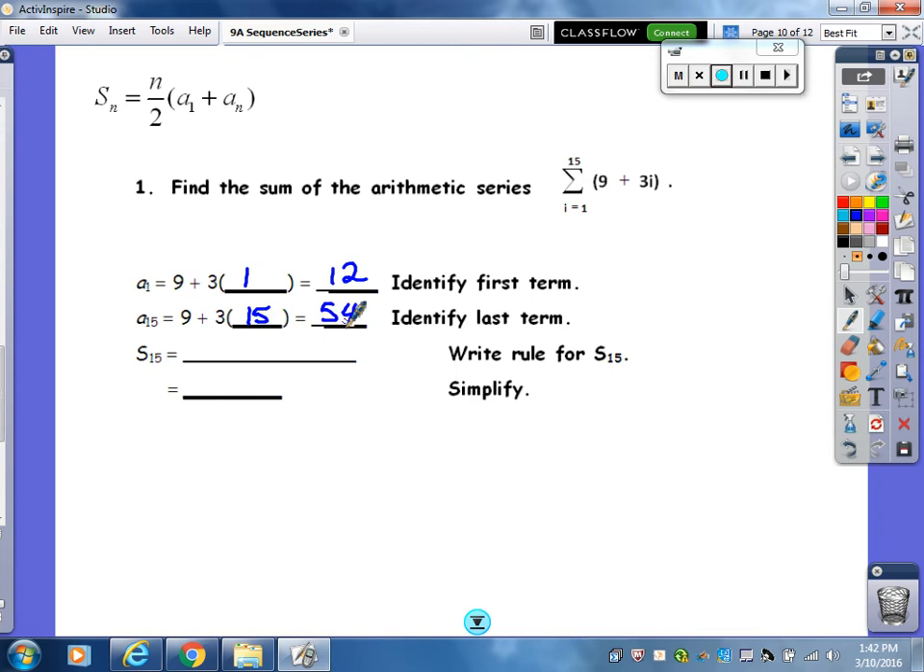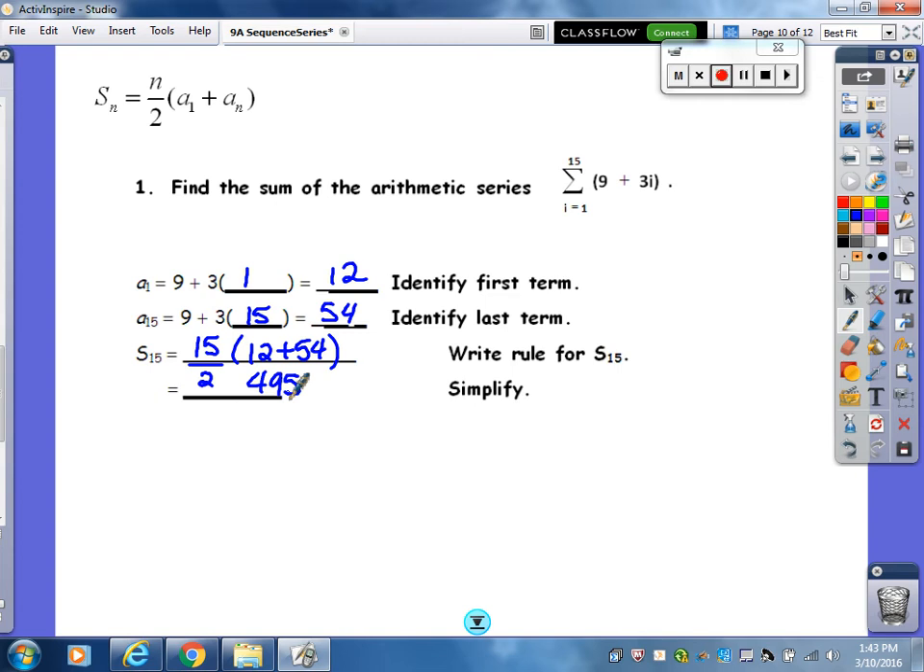That's my last term. Since this starts at 1 and ends at 15, there's 15 terms over 2 times my first term plus my last term. Do that arithmetic: add 12 plus 54, times 15, divided by 2. And you will get to use a calculator on this section. So this is going to equal 495. So the sum of my series is going to equal 495. All right, so that's an example of using that formula.